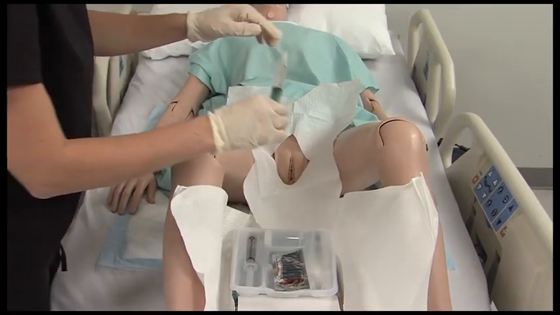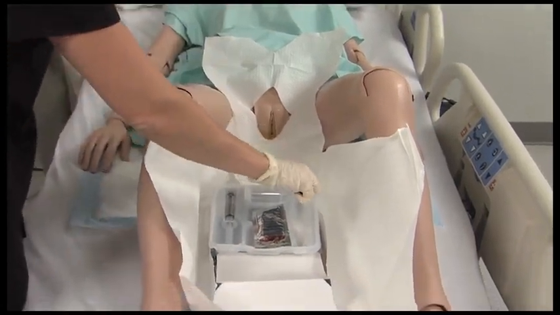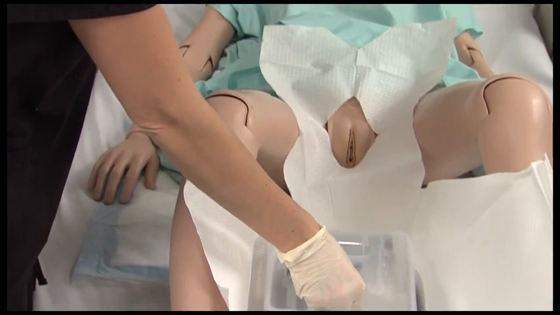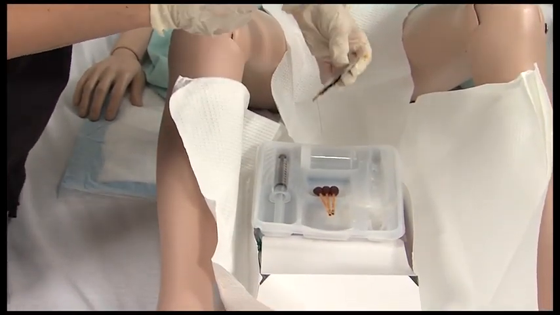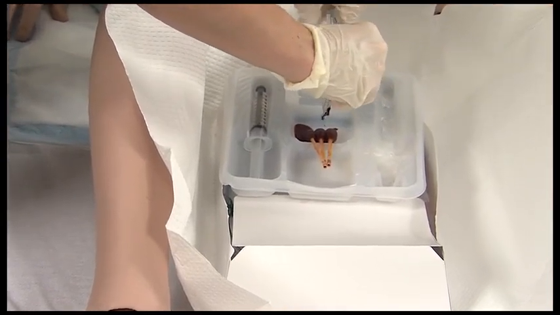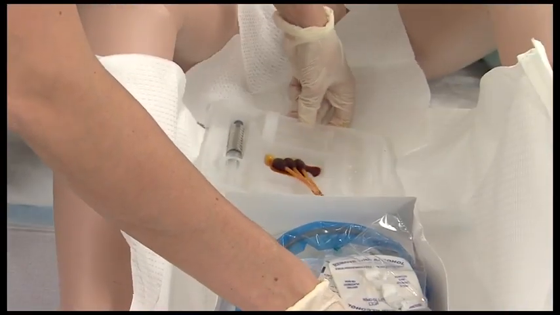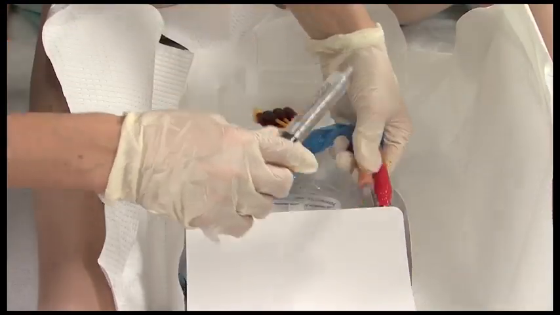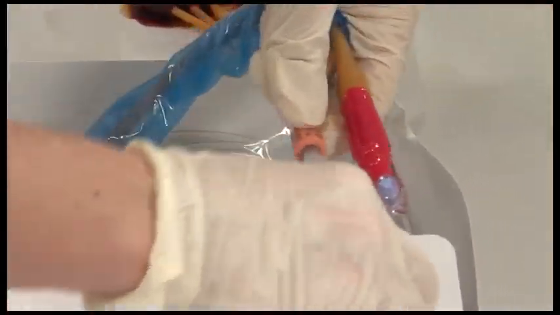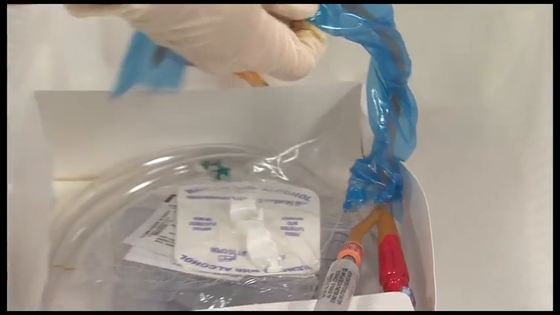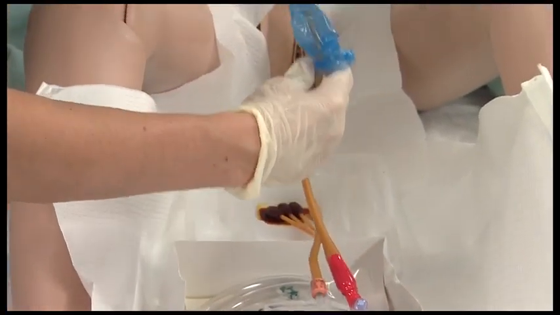Locate the green syringe with lubricant and deposit the lubricant into the tray top. Open the packet of pre-saturated povidone iodine swab sticks. Remove the top tray and place it next to the bottom tray, keeping both on the wrap. Attach the syringe filled with sterile water to the inflation port. Please note that it is not necessary to pre-test the Foley catheter balloon. Remove Foley catheter from the blue wrap and place it in the lubricant.